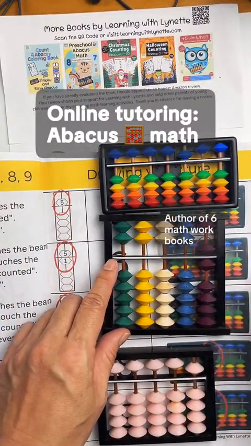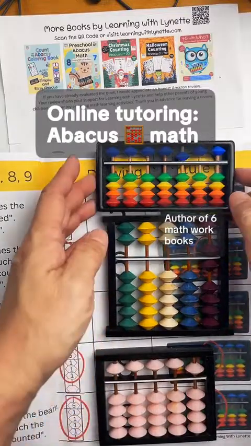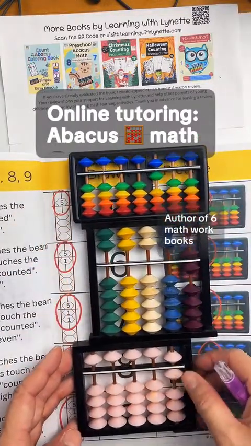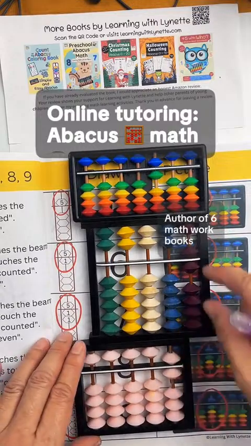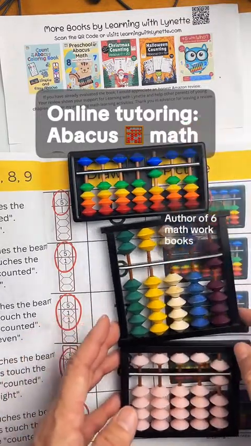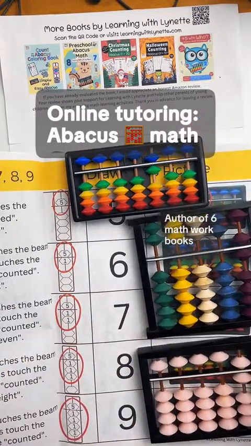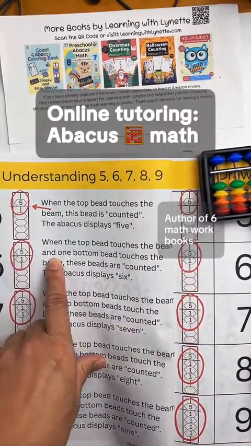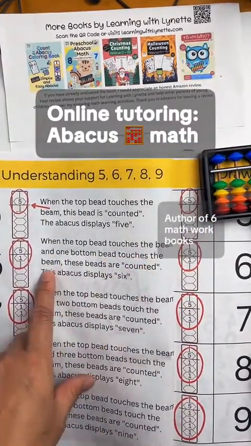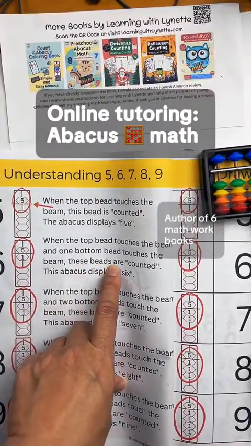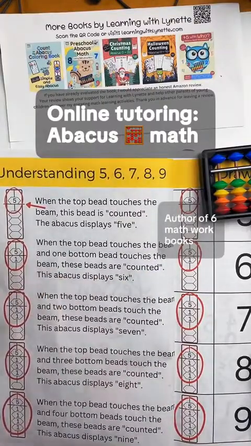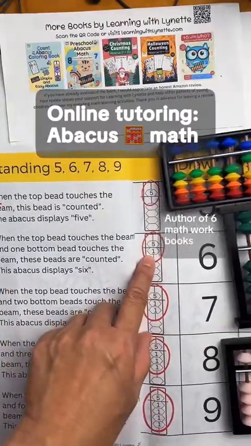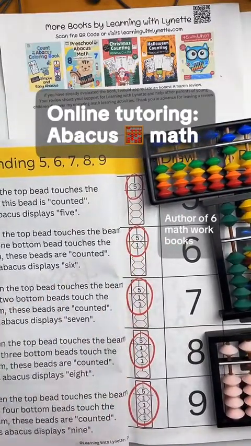So then we have 6. 6 looks like that on this abacus, and on this abacus, 6 looks like that. So we have 6, 6, and 6. Here it says, when the top bead touches the beam and the bottom bead touches the beam, these beads are counted, and this abacus shows 6. I was trying to show the picture as well. The picture is 6, 5, 6.